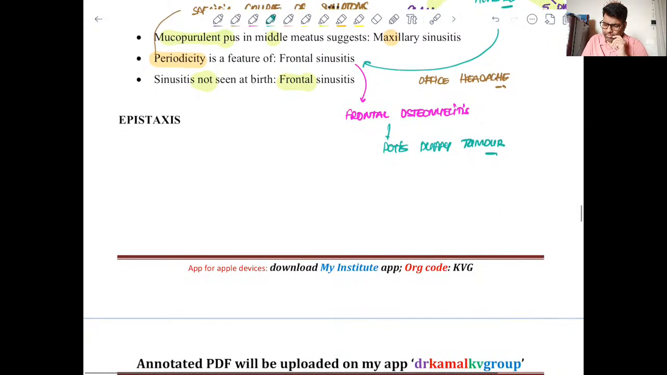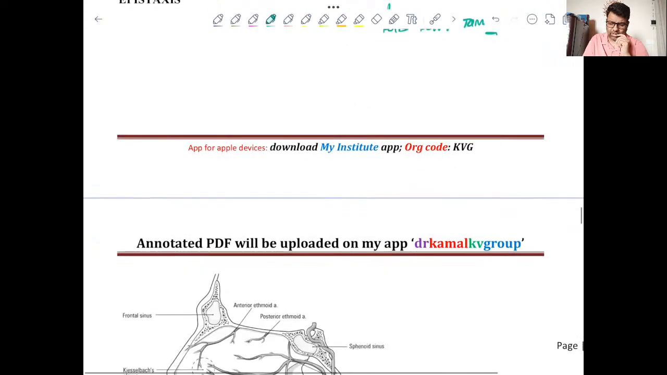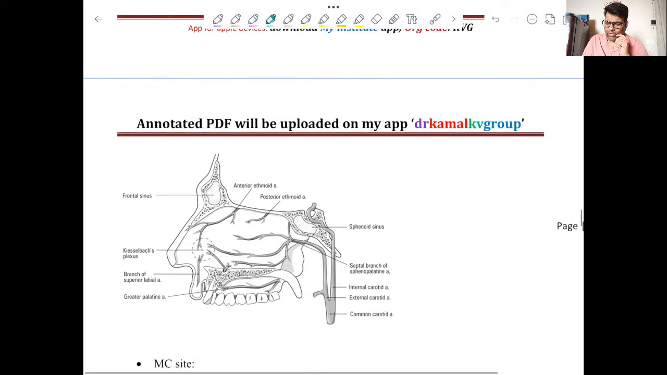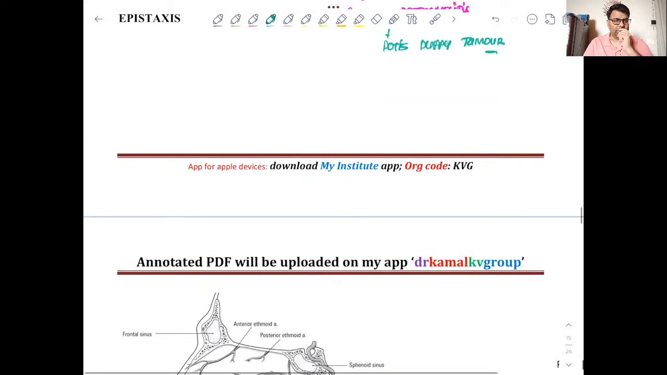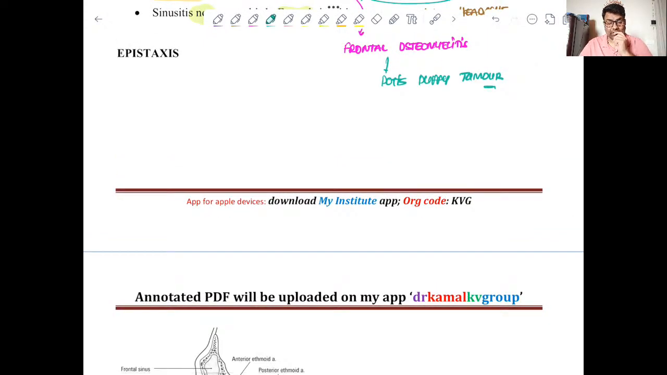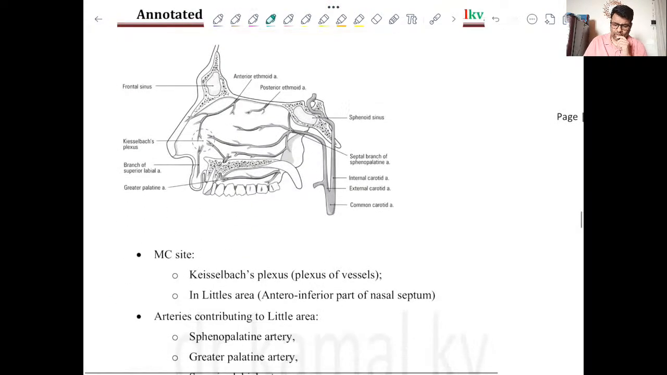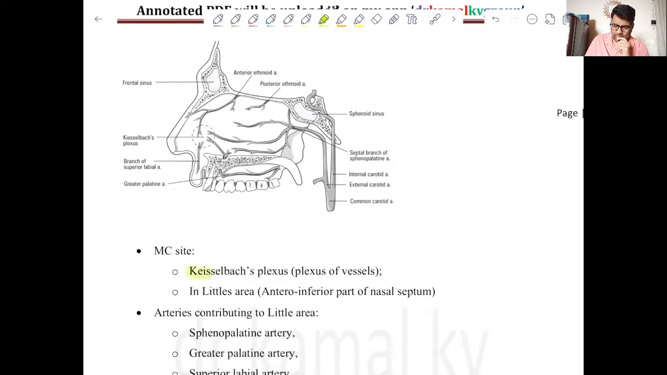Then moving forward to epistaxis, that is blood coming out through the nose. We have two varieties: anterior, which is arterial, and posterior through the Woodruff's plexus, that is venous. So anterior, most common site is Kiesselbach's plexus. This is actually plexus of arteries, and the important site is Little's area. Now this is the Little's area, which is in the anteroinferior part of nasal septum.